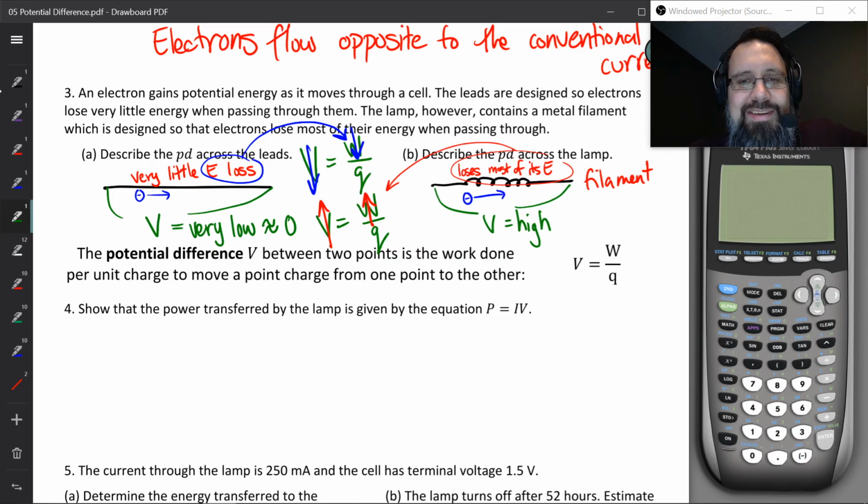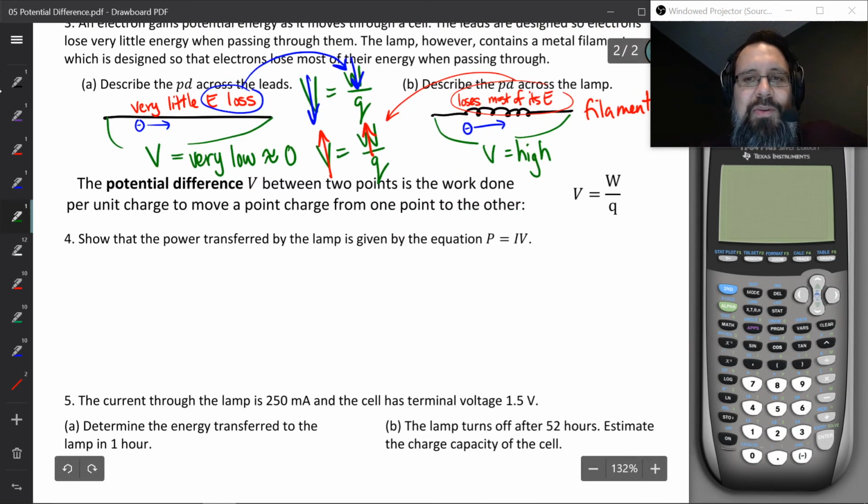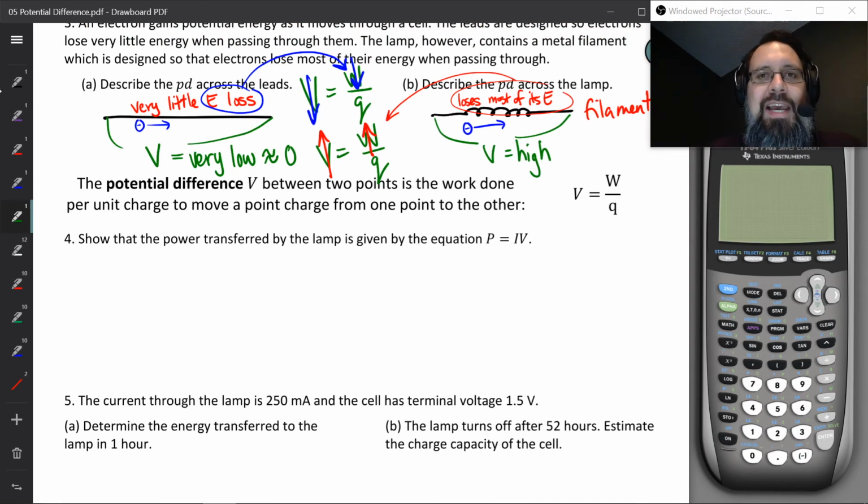It's not voltage, it's potential difference. Volts are the unit that we use to measure it. Okay, so the point is that wires are designed so that there's very little potential difference. Like when a current flows through it, it doesn't really lose any energy.